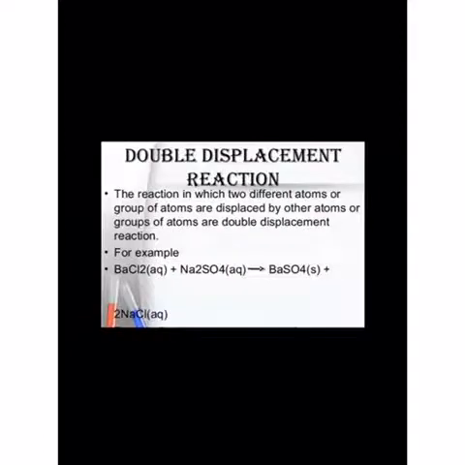Double displacement reaction. The reaction in which two different atoms or groups of atoms are displaced by other atoms or groups of atoms is called a double displacement reaction. For example, when barium chloride reacts with sodium sulfate, barium sulfate and sodium chloride are formed. It means barium chloride and sodium sulfate have both exchanged their ions.